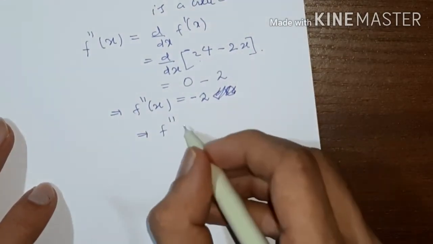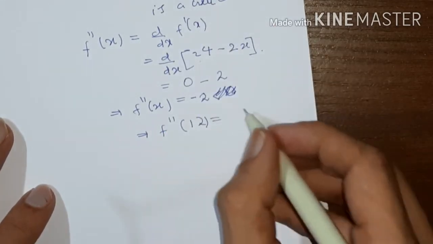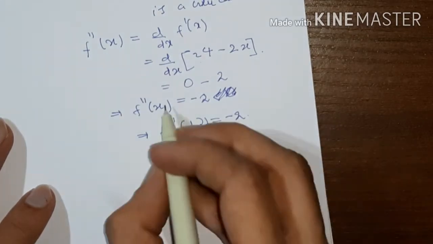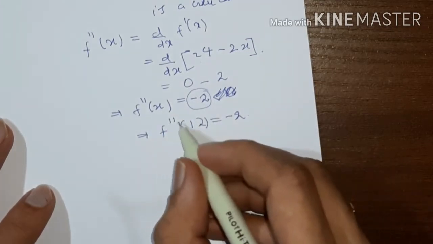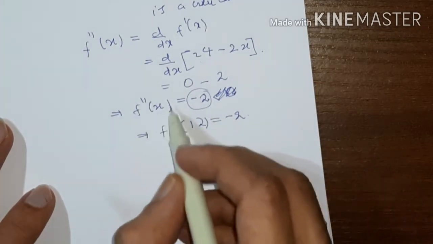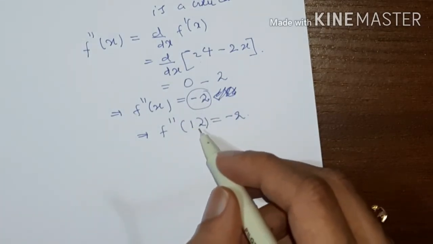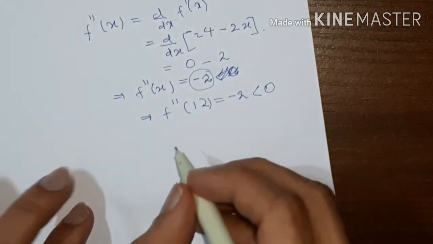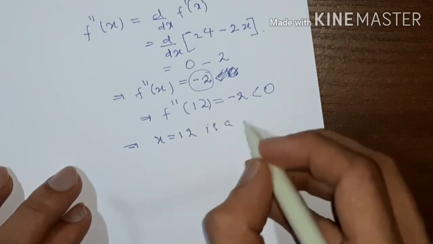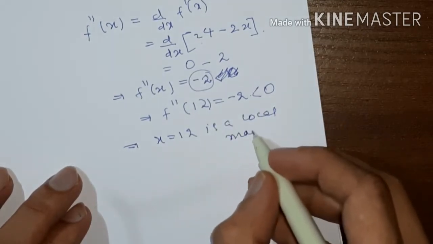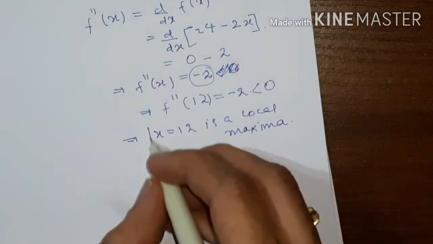Now what you do is find f double prime at the critical point, that is 12, which is minus 2, because there is no x to substitute. This is a constant function, so f double prime of every x will be minus 2. So f double prime at 12 is also minus 2. So this implies x equal to 12 is a local maxima.